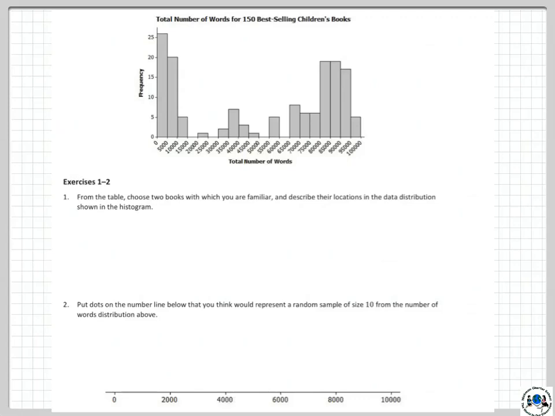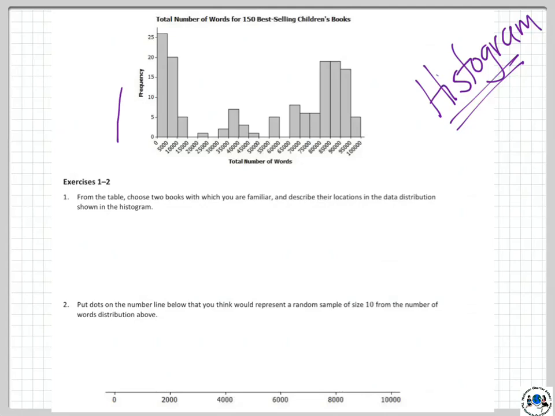And here's that histogram again. And if you had forgotten that term, we talked about it probably briefly in a lesson or two beforehand. But a histogram uses an x and a y axis, as you can see right here along the side is the frequency. And the frequency in this case are the words. The number of words.